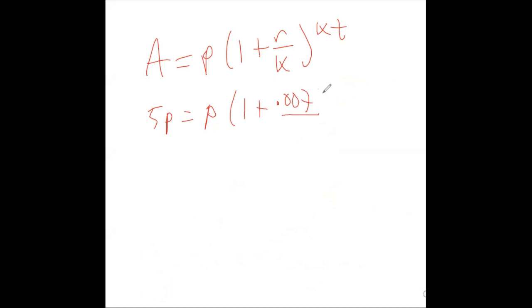0.007 over something to the power of something. Now, here, this number K is how often the money gets compounded per year. In the word problem, it says that it happens every X hours, but I want it to happen blank times per year.